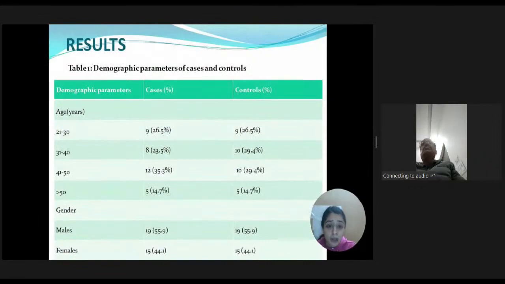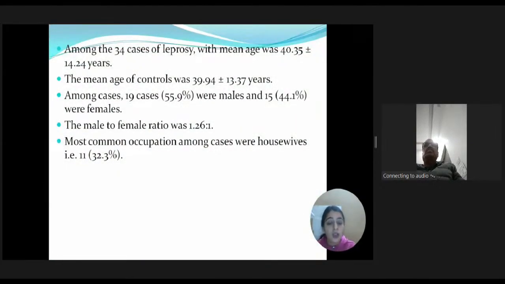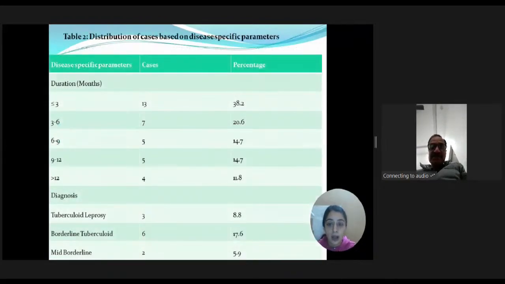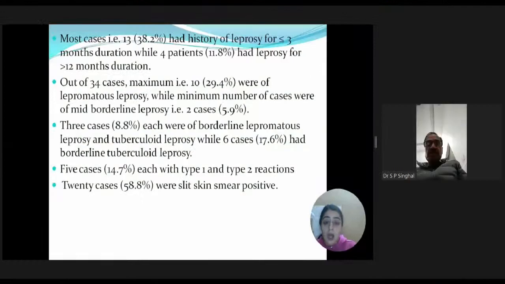So demographic parameters of the cases and controls that we included were age, gender, then the occupation. In this study, mean age of cases was 40 years, and there was slight male preponderance. That is, the male to female ratio is 1.26 to 1. And the housewives were more in number as compared to the other occupations. Then distribution of cases was done based on disease-specific parameters, that is the duration, the diagnosis, then slit skin smear positivity or negativity, the type of reaction, whether it is type 1 or type 2. And in this case, maximum number of cases were within 3 months of duration.